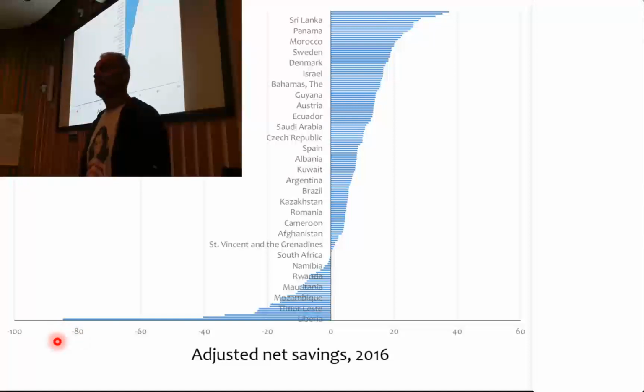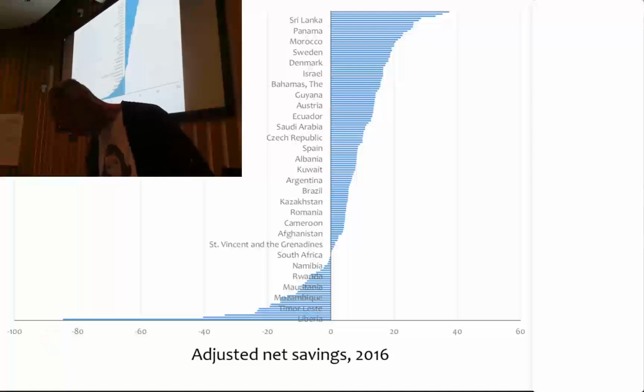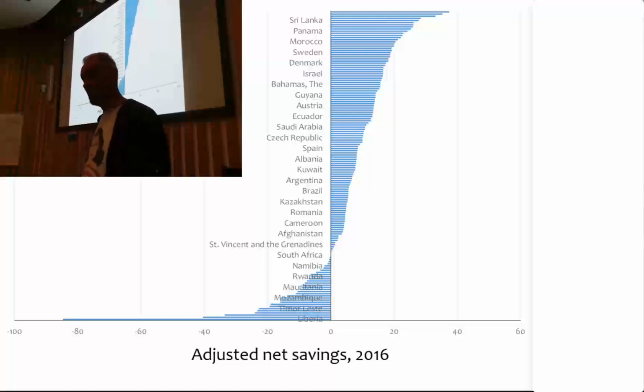where almost 90% of their income comes from running down their capital stock. You can't keep that up for very, very long, right? You can keep that up for a very short period only. So Liberia is in a very bad place, if these numbers are to be believed.